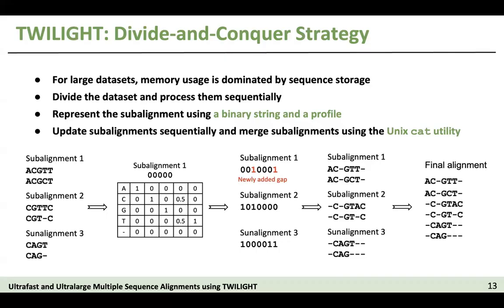After we align all the sub-alignments, we read in the older sub-alignment file, update the sub-alignment, and write it into a new file. We do it sequentially for all the sub-alignments to prevent storing all sequences at the same time, and this can significantly reduce the peak memory usage. After the final alignment of the sub-alignments is output, we use a Unix cat utility to concatenate all the output alignment files to form the final alignments.